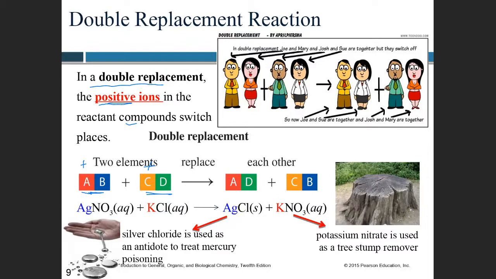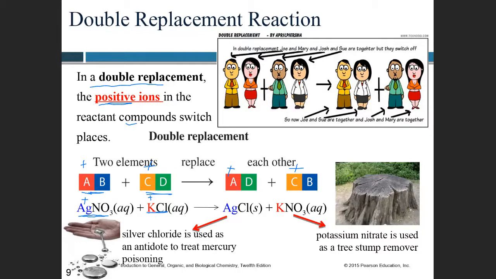Let's have an example. The silver nitrate, that's an ionic compound because the silver is a plus, plus potassium chloride. That's also an ionic compound because potassium is a metal. So the silver will switch with the potassium to give silver chloride plus potassium nitrate. And please take care, when we write the product, we start also with the positive side, with the positive ion. So that will give silver chloride.